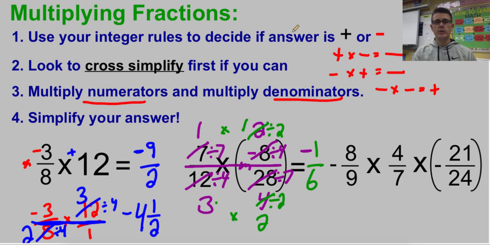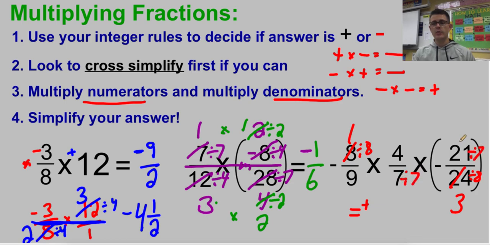All right, last one here. Negative 8/9 times 4/7 times negative 21/24. So first let's get the sign of our answer out of the way. A negative times a positive stays negative, but then times another negative, so I've got two negatives in the problem, they're going to cancel each other out, and we're going to go back to being a positive for a final answer. Now I just look to cross simplify. Here I can see 8 and 24 could each be divided by 8. So that gives me a 1 and a 3. 7 and 21 can be divided by 7.